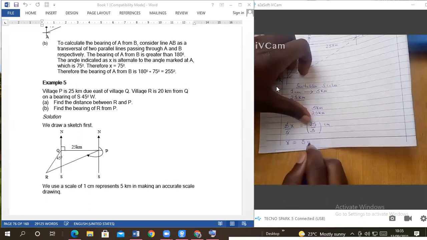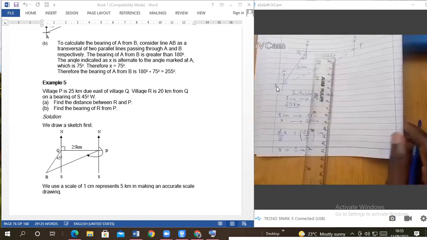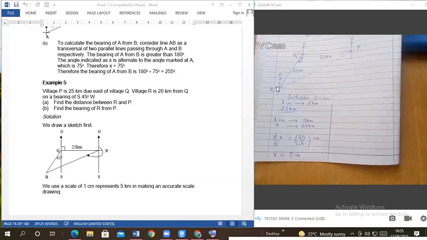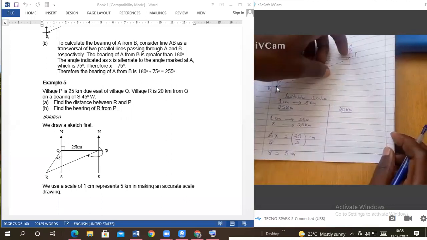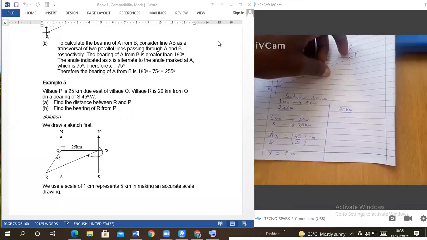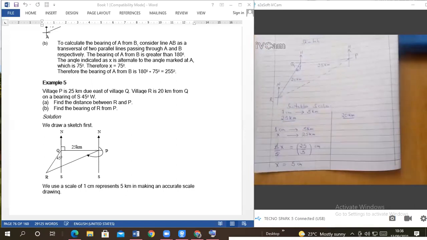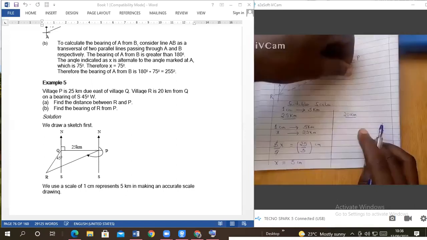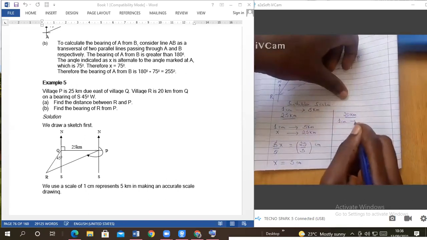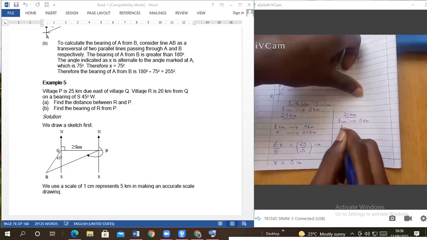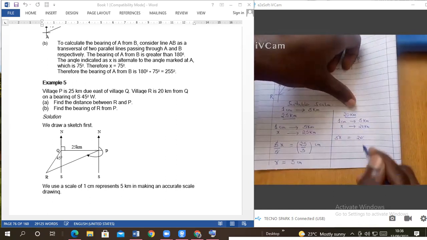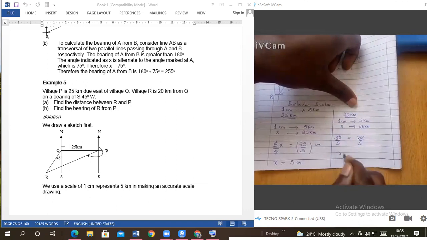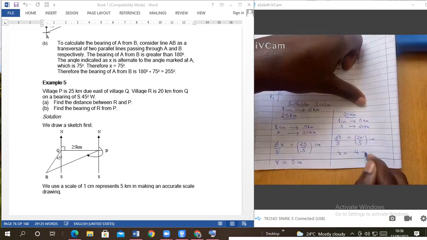So we get 5 centimeters. Then for 20 kilometers, what is the answer? 4 centimeters. With mathematics, you must be in a position to show your work clearly. So this one we don't know. This is 20. Then 5x equals 20. So divide by 5, and the answer we get here must be in centimeters, which is going to be 4 centimeters.